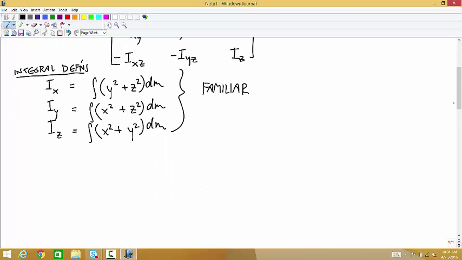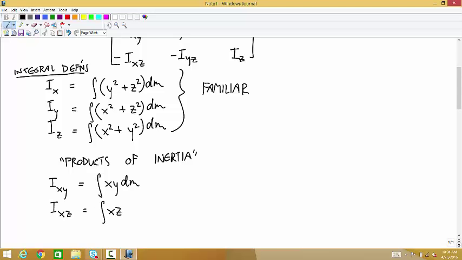But now we have the new ones. These are called the products of inertia, and they're defined this way. IXY is the integral of x times y dm. IXZ is the integral xz dm. And IYZ is the integral yz dm. These are new. We haven't seen these before.